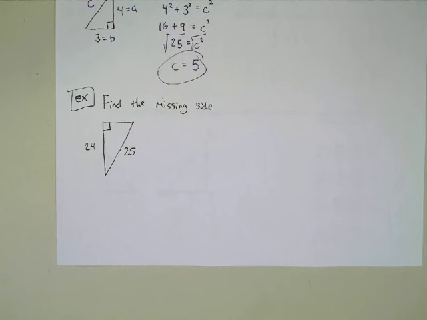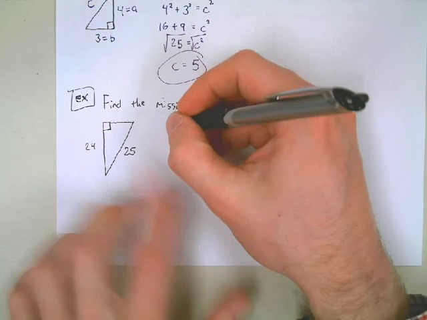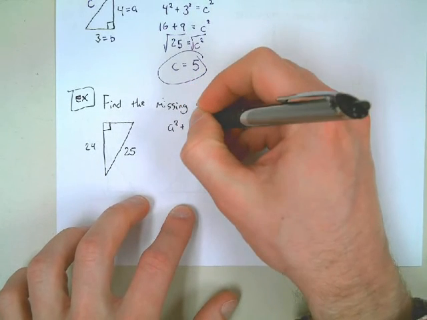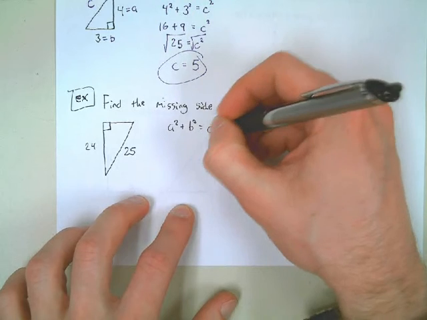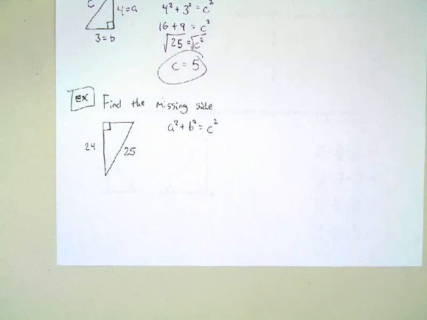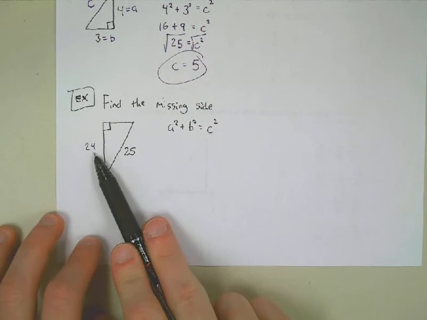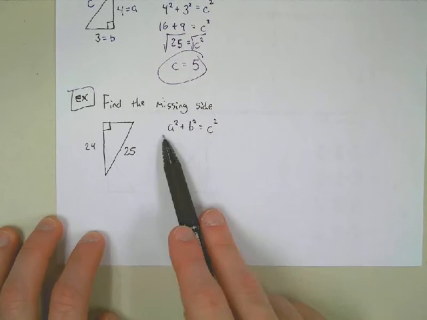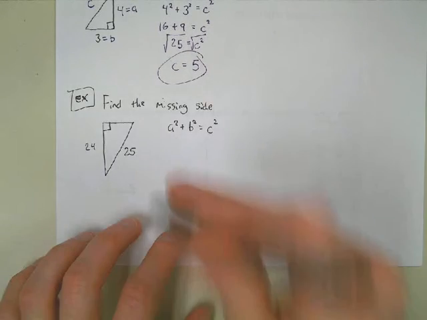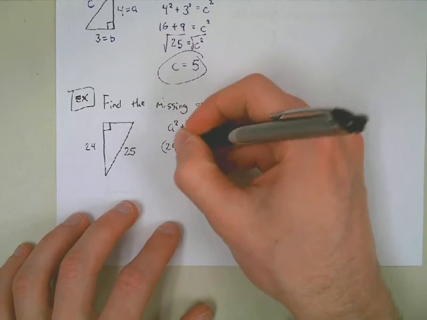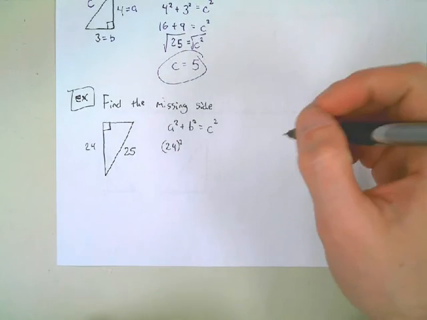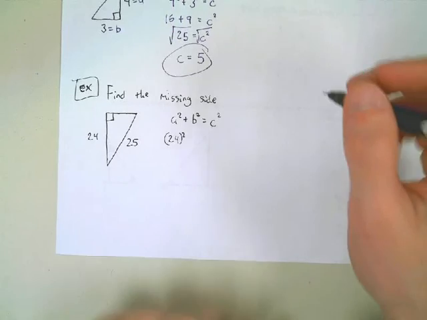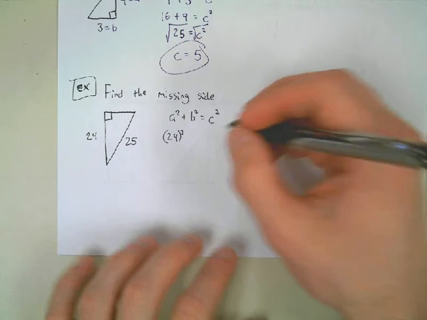Okay. So again, we have a right triangle. We're going to solve for the missing side here, so we're going to use a squared plus b squared equals c squared. All right. So BJ, this 24 here, where can I plug that into my Pythagorean theorem? Into A? Yep, we can plug it in for A, or we could have plugged it in for B, either one. Okay? The 25, where is that going to go? Yeah, it's got to go in for C. Okay? So it's the hypotenuse.